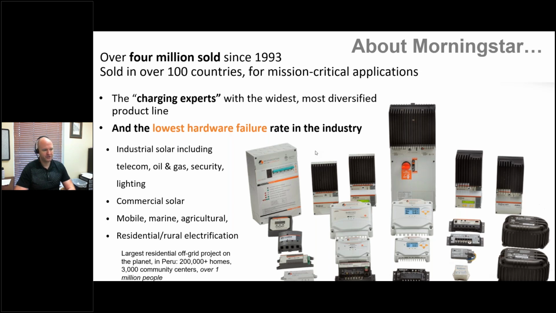One of the largest projects of note that I wanted to bring up was we completed a couple years back one of the largest residential off-grid projects in the world, and it was an installation that took place over about 18 months throughout the country of Peru. In the end, we had electrified over 200,000 homes, 3,000 community centers that featured medical and other types of office equipment power, and reached over 1 million people in the country of Peru. So we're very proud about that application.